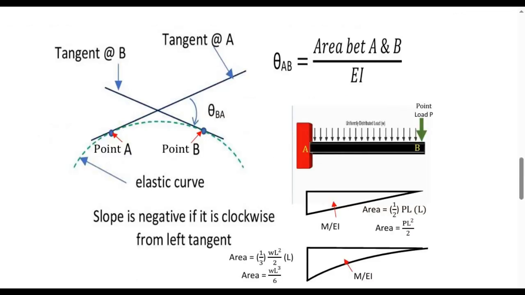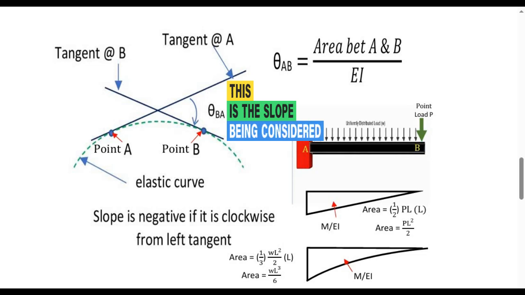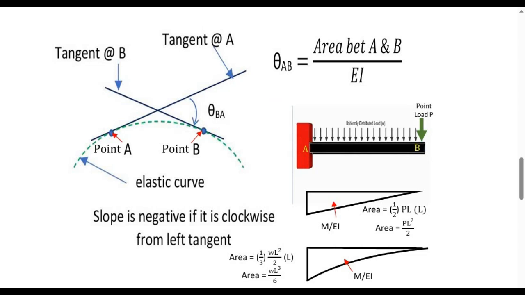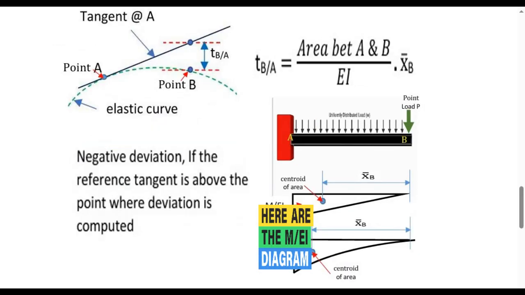The first theorem states that the slope in between two tangents drawn at any two points, those are point A and point B respectively in the figure, and the slope in between those two tangents, called theta AB or theta BA, is calculated equal to the area of the M over EI diagram, or the area under the bending moment curve between the points where the tangents are being drawn, divided by the flexural rigidity EI.